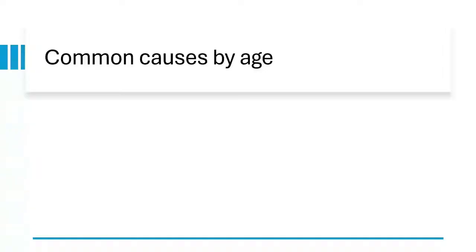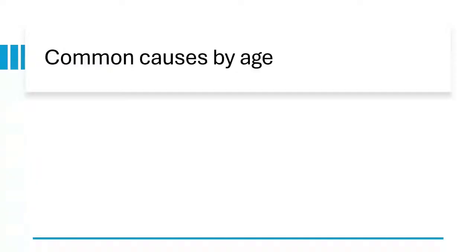So, common causes by age. Does anyone have any ideas for what the most common causes would be for some of the different age groups, including infants, children, adolescents? Anybody for infants? Congenital defects or SIDS, whatever they call it now. Yeah, very good. How about for children?